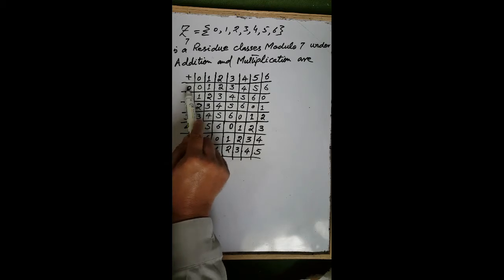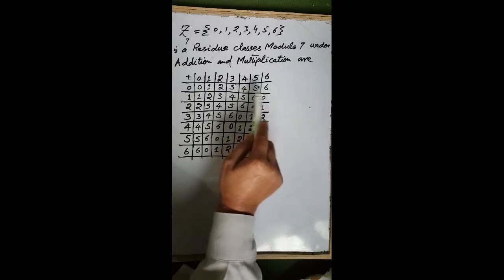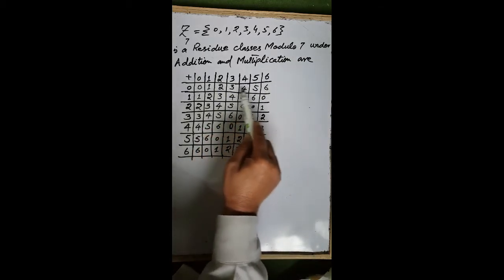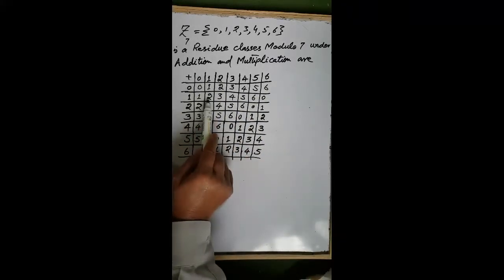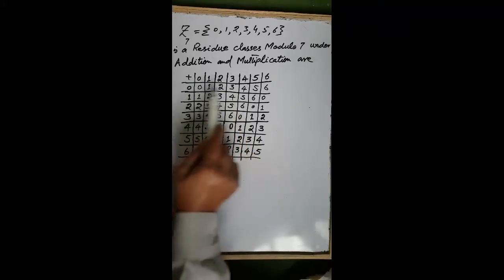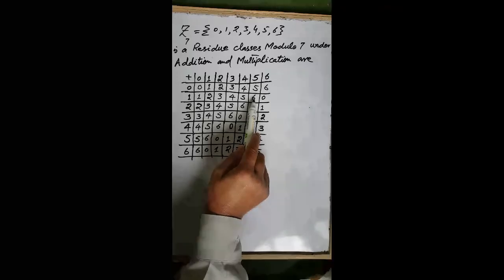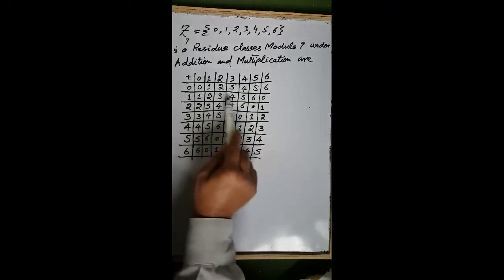Now add each of these elements with each of the other elements. 0 plus 0 is equal to 0, 0 plus 1 is equal to 1, 0 plus 2 is equal to 2, 0 plus 3 is equal to 3, 0 plus 4 is equal to 4, 0 plus 5 is equal to 5, 0 plus 6 is equal to 6. Each of these values is less than 7, so we substitute these values in the table. Now again add 1 to each of these elements: 1 plus 0 is equal to 1, 1 plus 1 is equal to 2, 1 plus 2 is equal to 3, 1 plus 3 is equal to 4, 1 plus 4 is equal to 5, 1 plus 5 is equal to 6. These are less than 7, so we substitute them in this table.